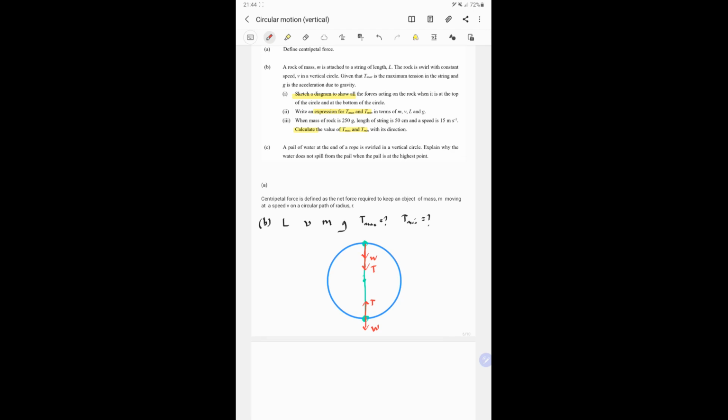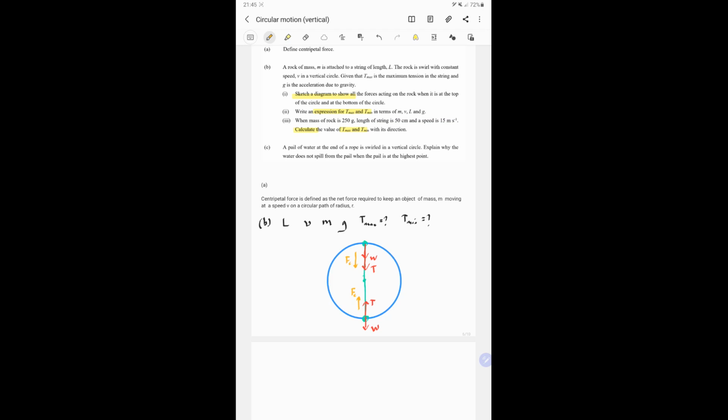For me, I like to label Fc also to avoid any mistake in my calculation later. So using a different color, I want to show you the direction of Fc. This is the orange one. So this is Fc, and we know that Fc is the net force. Actually, we don't have to show it, but for safety in calculation, I like to show that. So this is the answer for question B1.